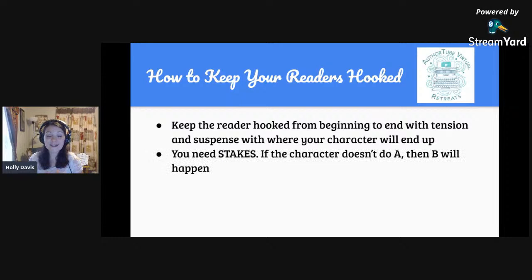And this is big, you guys. You need stakes. Stakes are, if the character doesn't do A, then B will happen. This is a big thing for agents too, especially if you're going the traditional publication route, and even if you're self or indie published, your readers want this too. They want to know, oh my gosh, what's going to happen in the end? Because if the character doesn't get this, then this is going to happen.